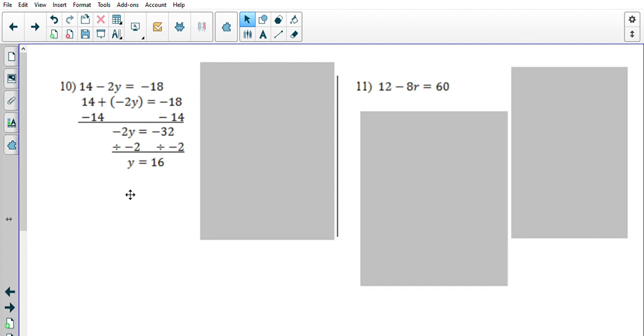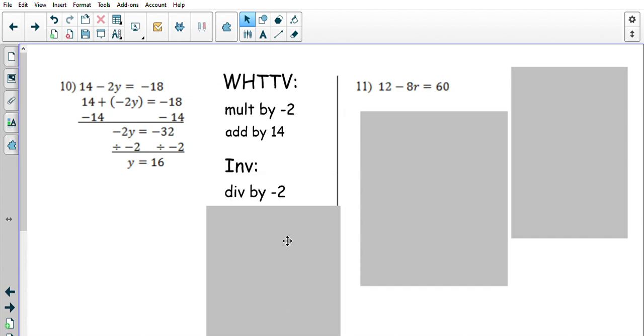Now, the two things that are happening to the variable here, I'll just bring all this down, is we're multiplying by negative 2 and we're adding by 14. So our inverse operations are to divide by negative 2 and subtract by 14. So let's start by subtracting by 14 on both sides. We'll get negative 2y equals negative 32. Divide by negative 2, we've got a lot of negatives in this problem. You end up getting y equals 16.